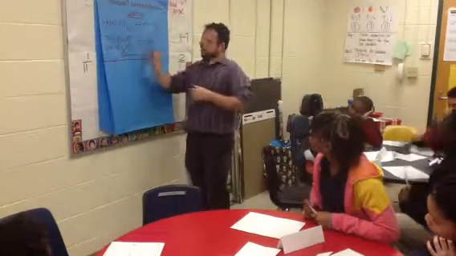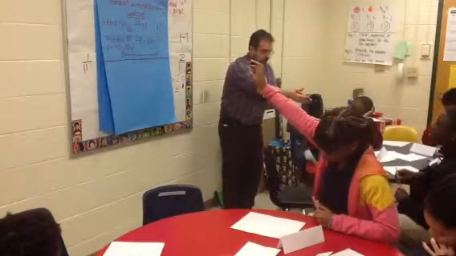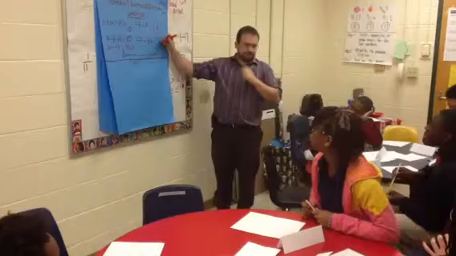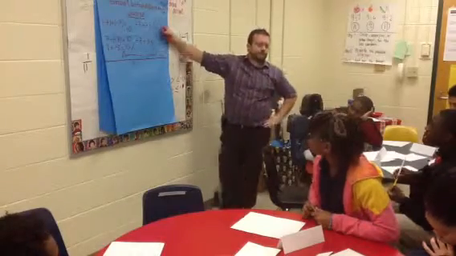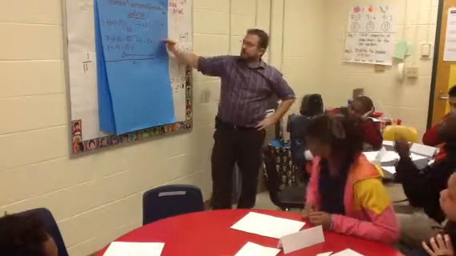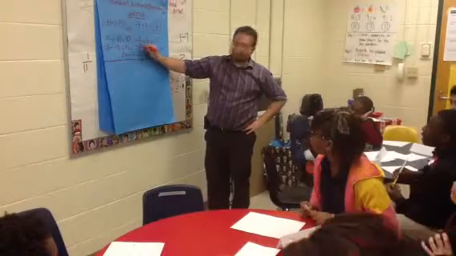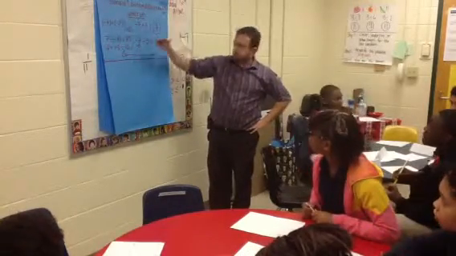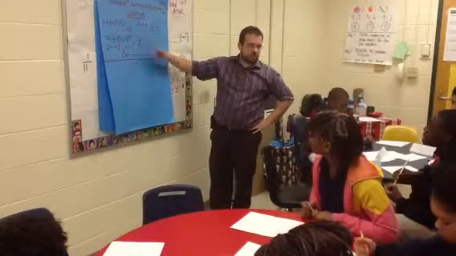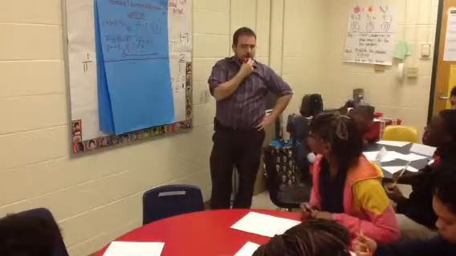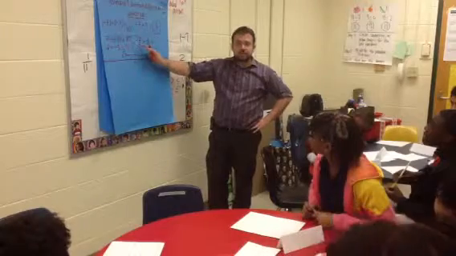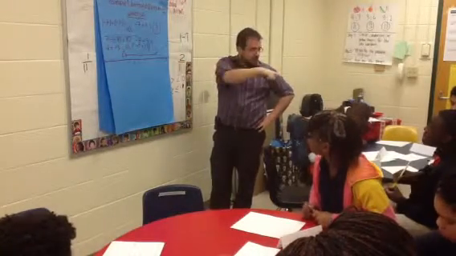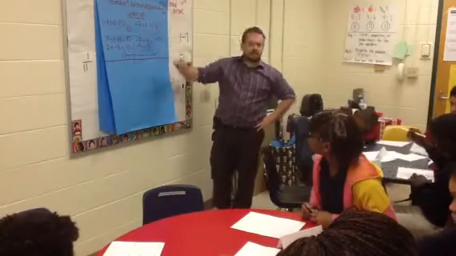How about the next one? This one's a little harder: -7 - -3. Damon. 10. How did you get 10? Because I keep, change. All right, so keep the first one, -7. Change minus to what? Okay. And then change to what? So if I do keep, change, change, it becomes -3 right here. So what is it going to be? -10. Raise your hand if you got -10.